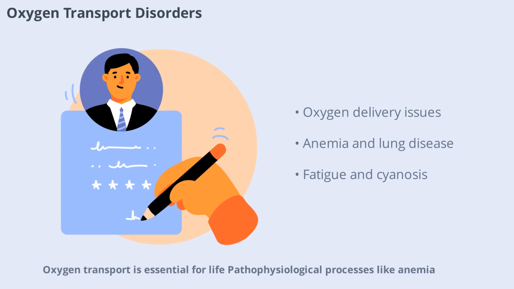Oxygen transport is essential for life. Pathophysiological processes like anemia, lung disease, or heart failure can impair the delivery of oxygen to tissues. Symptoms include fatigue, shortness of breath, and cyanosis. Understanding these mechanisms helps in diagnosing and treating conditions that affect oxygen transport.